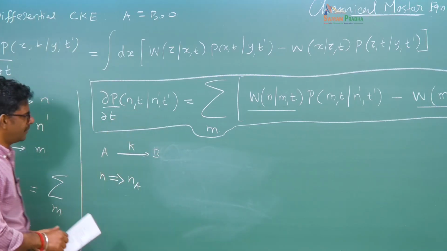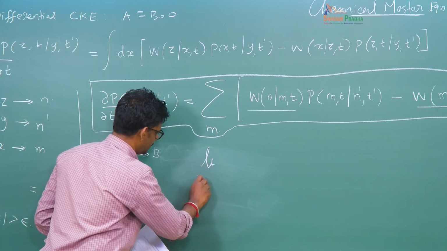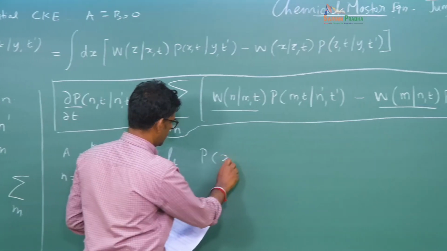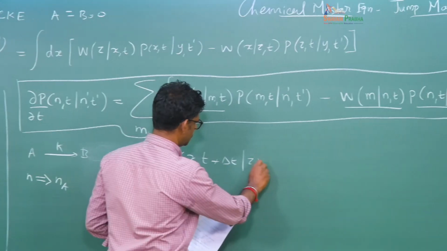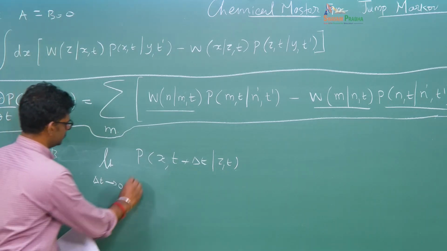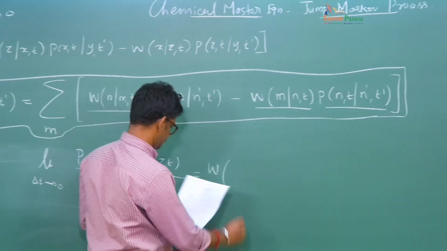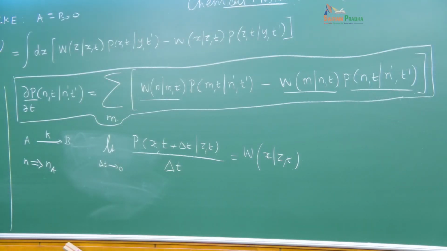So let me look at the definition of W, what we have done before. We said that in the limit delta T going to 0, P of x comma T plus delta T given Z comma T, over delta T, is given as... so this is the way that I defined the transition probability when we looked at the derivation of the differential Chapman-Kolmogorov equations. Now what we want to do is do the same thing, but apply it for this discrete case.